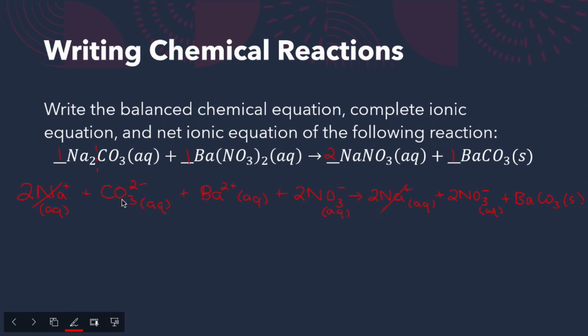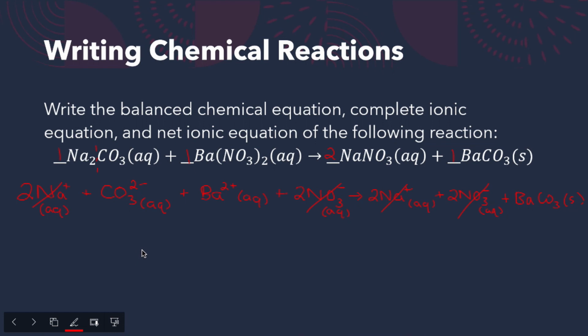And this carbonate anion in aqueous form is not an ion on this side. It's in the compound, so we have to keep that. And the barium ion is also in the compound, so we also have to keep that. For the nitrate ion, we have 2 of these in aqueous form, and we have 2 of these in aqueous form as well, so we can cancel these out.